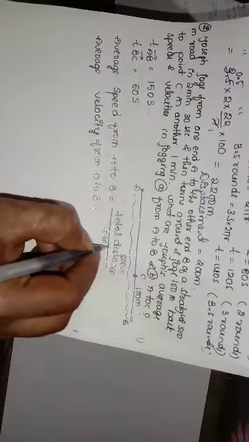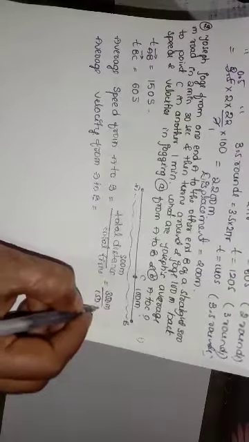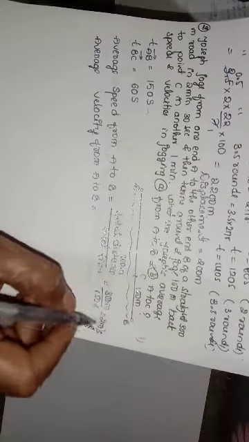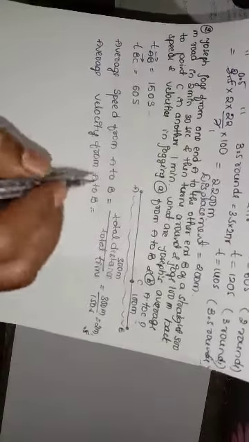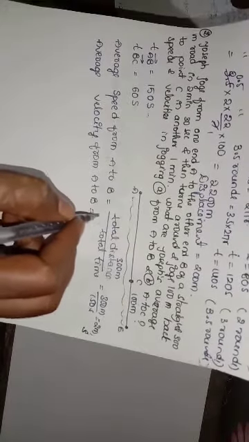Total time. So here, what is the distance? 300 meters by 150 seconds. So that is equal to 2 meters per second. Okay, it's 2 meters per second. So if the body is traveling in a straight line, average speed and average velocity are both the same.